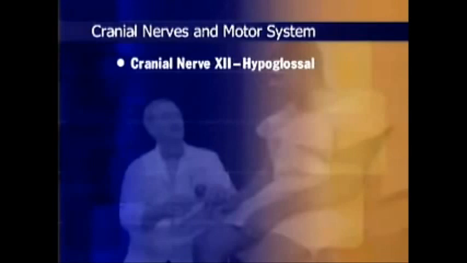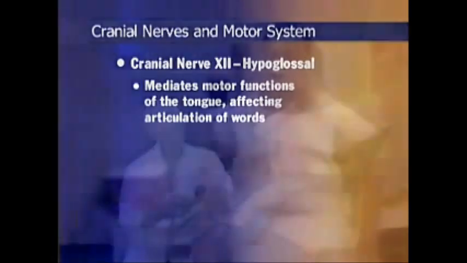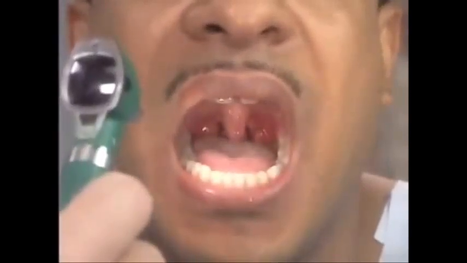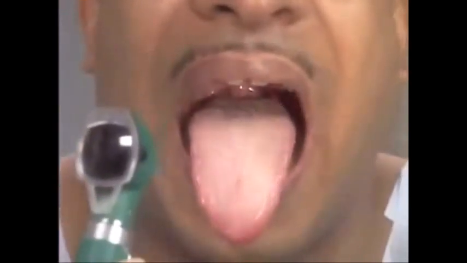Cranial nerve 12, the hypoglossal nerve, mediates the tongue's motor functions, which in turn affect articulation of words. Inspect the patient's tongue as it lies on the floor of his mouth. Open your mouth. Observe for atrophy and fasciculations. There should be none. Now stick your tongue out. Ask the patient to stick out his tongue. Note any asymmetry or deviation from the midline. The tongue should protrude straight out.